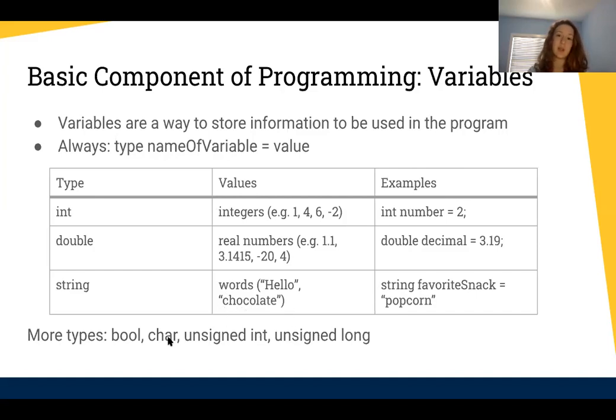We also have other types of variables, such as bool, which are your true or false values, a char, which are your characters, which I mentioned before are letters, and we also have unsigned int, unsigned long, and many more types of variables that determine the range of numbers it can hold.